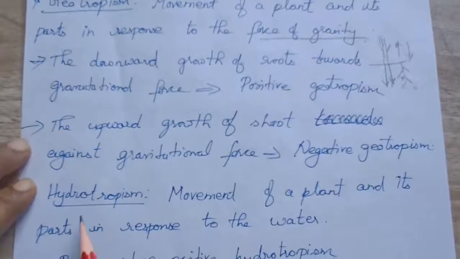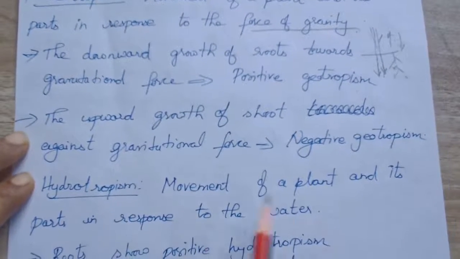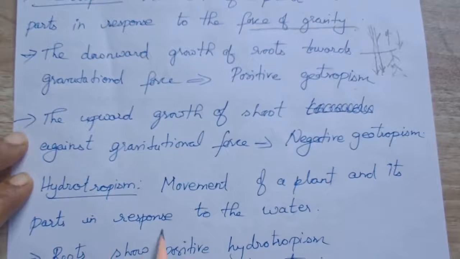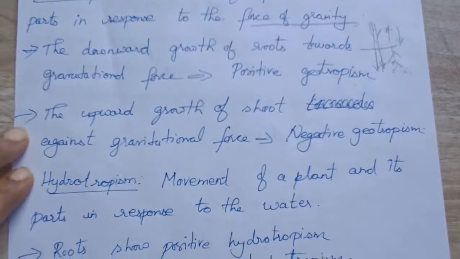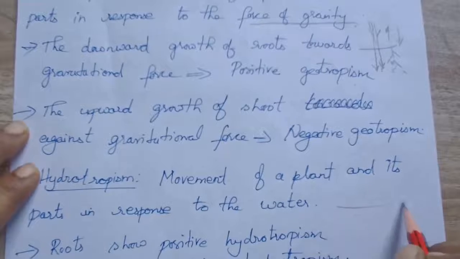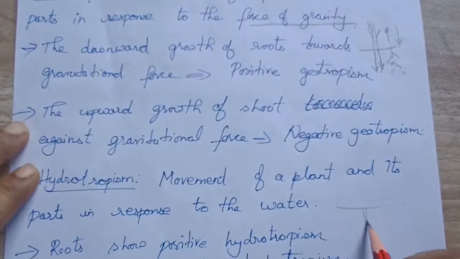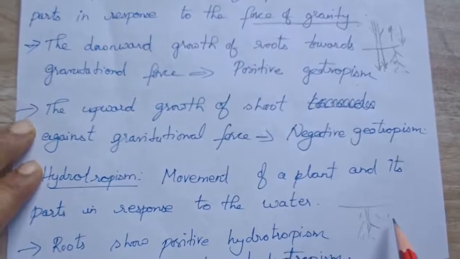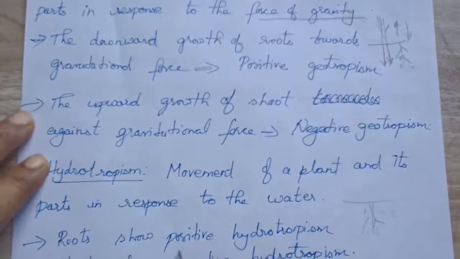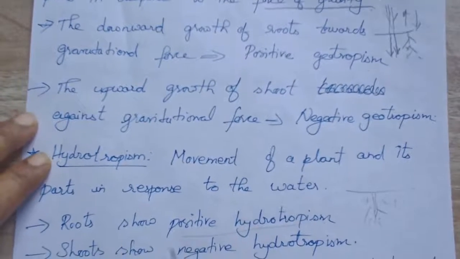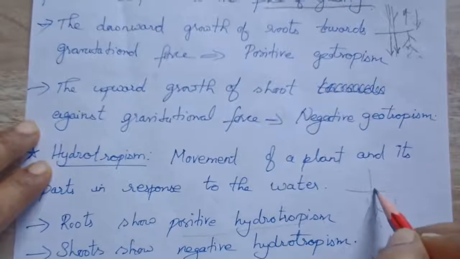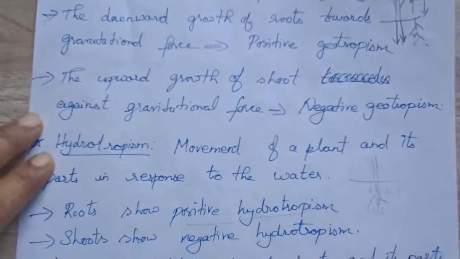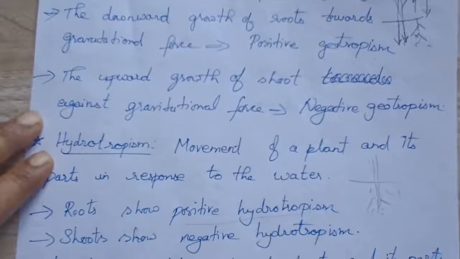Next, hydrotropism. Hydro means what? Movement of plants and its parts in response to water. Water will be in the soil, right? Which one is moving towards water in the soil? The root. So it is positive hydrotropism. The root shows positive hydrotropism, whereas the shoot grows away from the water, so it shows negative hydrotropism.